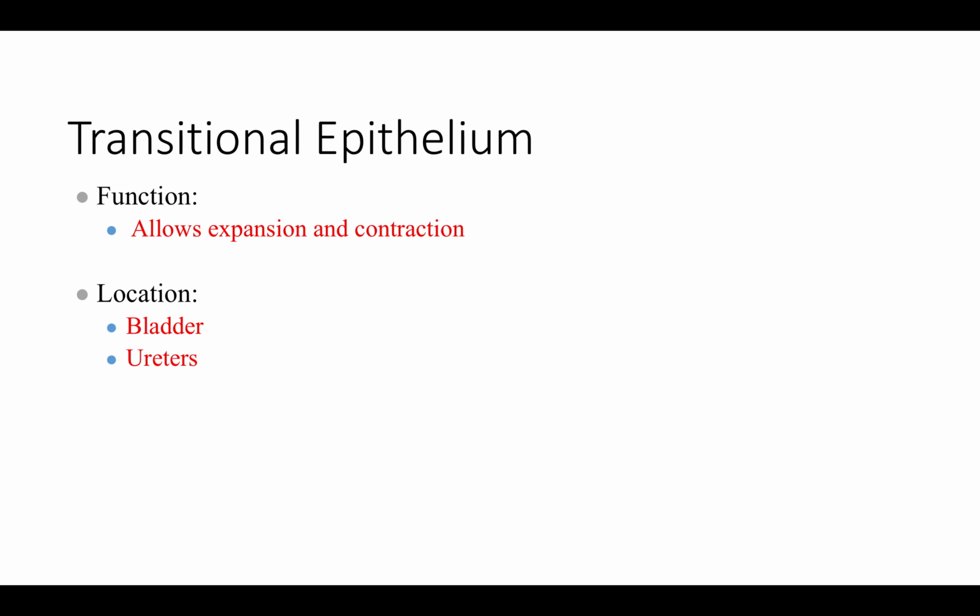Transitional is unique because it allows for expansion and contraction. You find it in your bladder, and when your bladder is empty, the cells look cuboidal, but as your bladder fills with urine, the cells start to take a more squamous appearance.